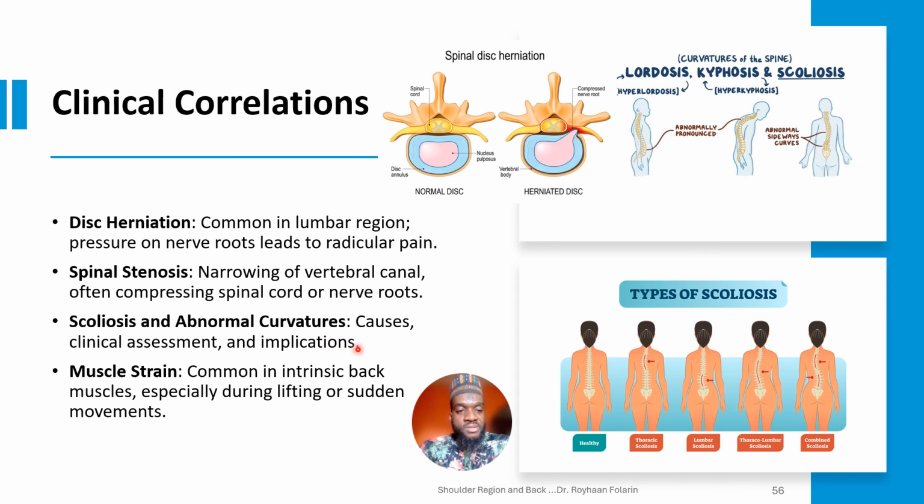So scoliosis and kyphosis are examples of abnormal curvatures, as you can see here. Here is kyphosis, abnormal curvature of the thoracic vertebrae, and here is lordosis, abnormal curvature of the lumbar vertebrae. And if the abnormality is sideways, that is scoliosis. There are different types of scoliosis, because scoliosis is a lateral abnormality in curvature. It could be thoracic, lumbar, thoracolumbar, or a combination of all of these. That will be combined scoliosis.